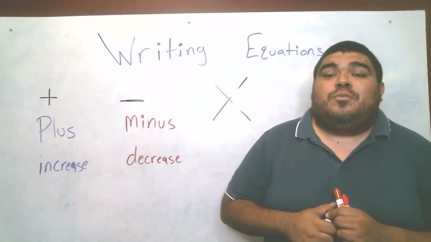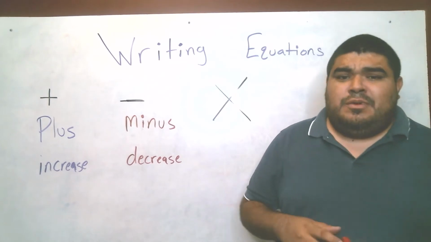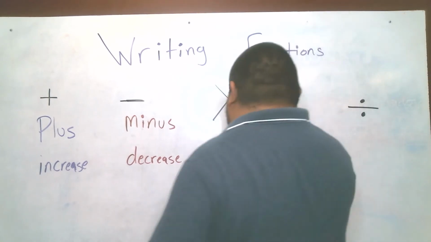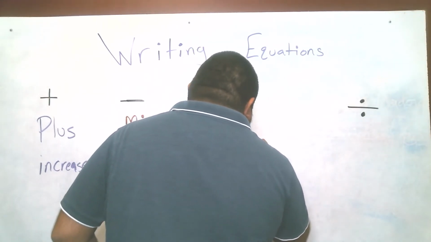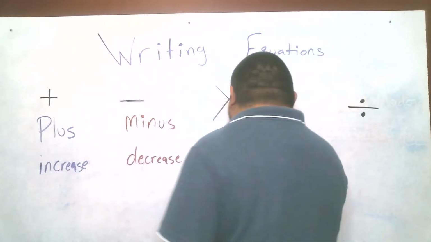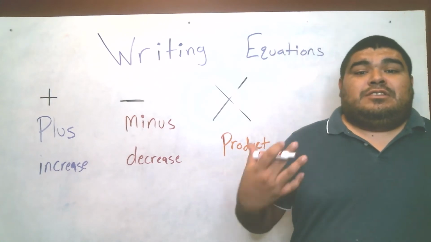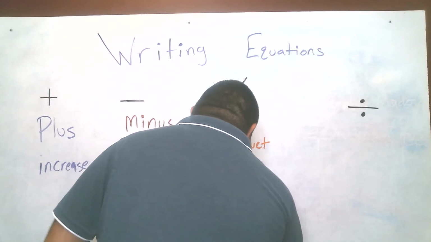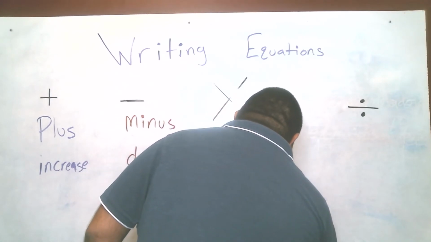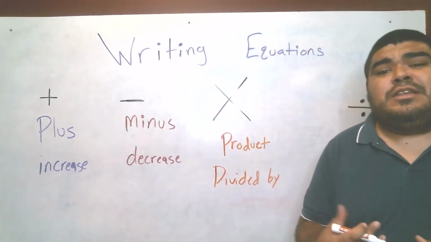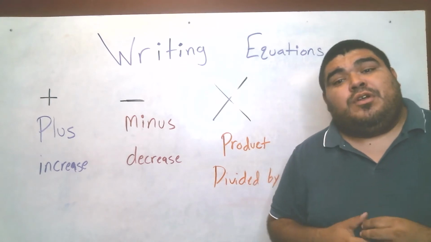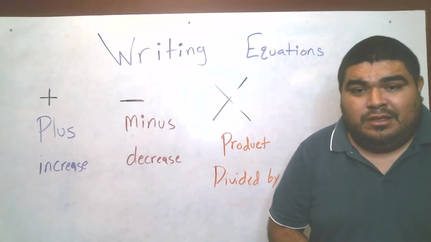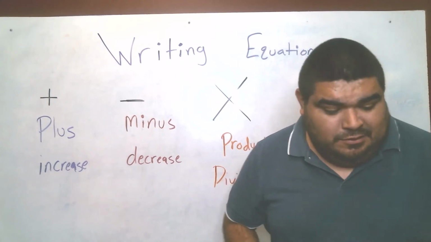Now we're going to do some for multiplication. Some words you might see for multiplication are product, you may also see divided by, okay? These are some of the words you may see when you're dealing with word problems, okay? All it's saying when you see these words is multiplication, okay? It's just a fancy way of saying it.